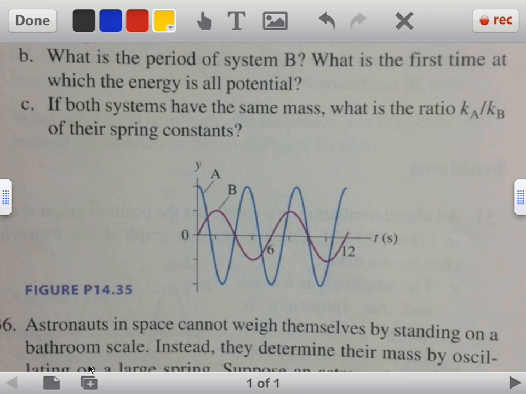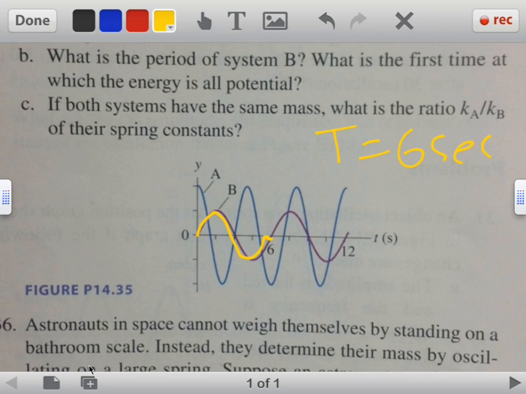Then, let's go ahead. What is the period of system B? So that's fine. System B, we just find 1 right there. So the period is 6 seconds. What is the first time at which the energy is all potential? Okay? How do you know that something is going to be potential energy, Sid? If it's at the amplitude. Okay, why? Because that's when all the energy is potential, because it's at the maximum distance. Okay, and Erica, how could you witness it visually and say, oh, that's all potential energy?